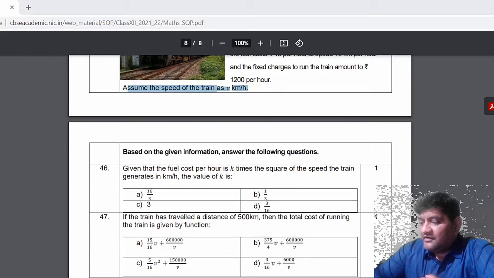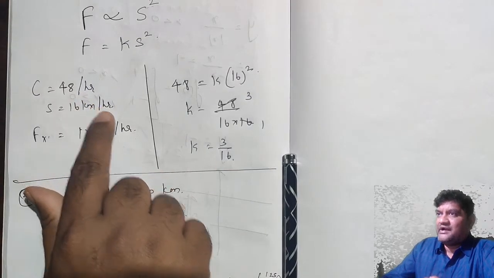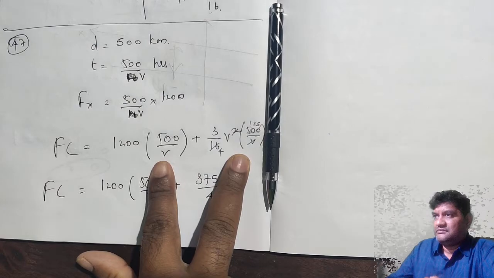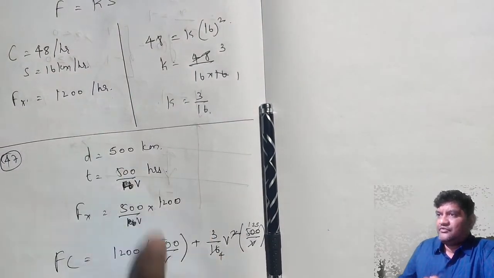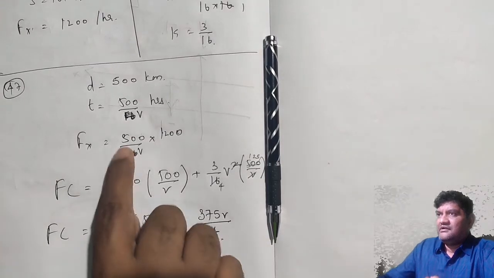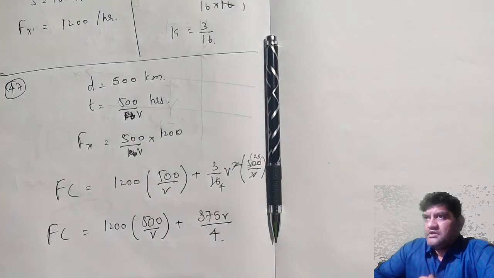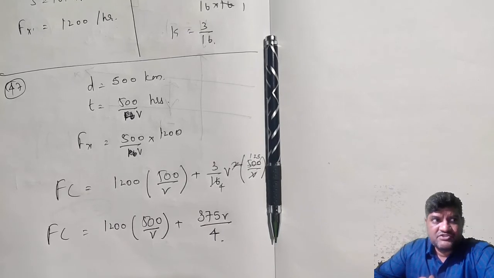The only trick in this question that you need to remember is that the cost that is given to you is for per hour. And therefore, you need to multiply it by per hour. The cost is for 1 hour. So how many hours is the train running for? Time is 500 by v. That multiplied by that. So that's your basic revision of the chapter application of differentiation, the entire chapter itself.